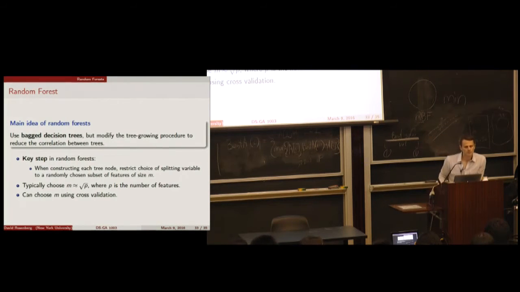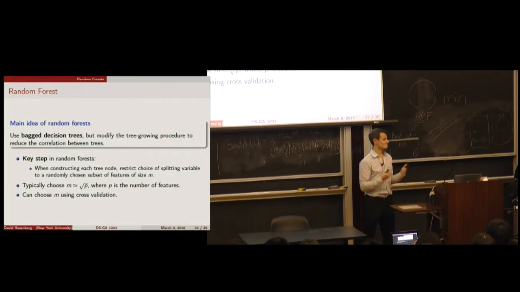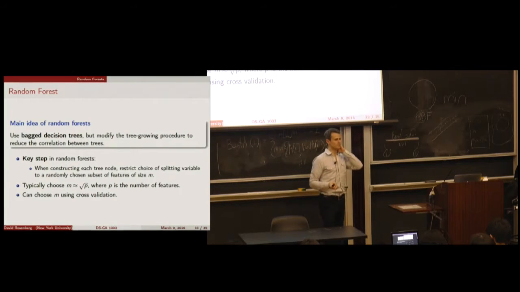Would there be a situation where you would prefer to use bagged trees instead of random forest? Is there any situation where you would just do bagged trees instead of random forest? In practice, I would say no. This is not a theorem, but this is a practical empirical observation that you should use random forest. There may be practical reasons to do bagged trees, but as far as performance, I'm not sure.